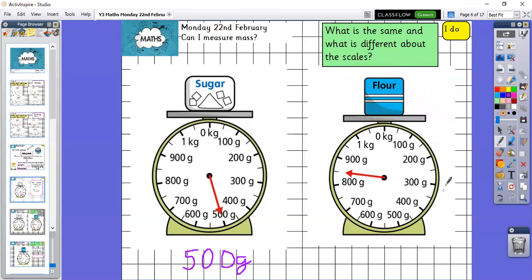But when we look at this one here, if we look at these two scales next to each other, have a think about what's the same and what is different.